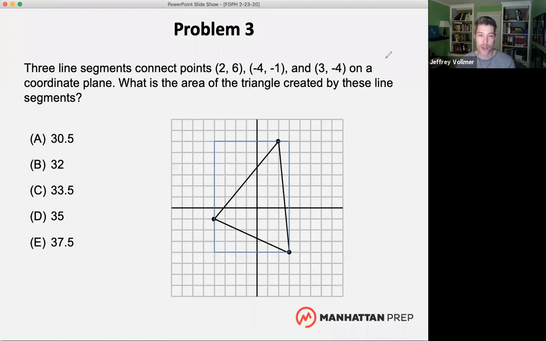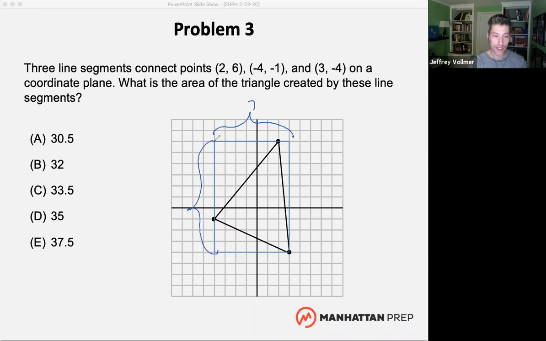Let's go ahead and draw a rectangle that completely covers the triangle. And then we'll get rid of the other triangles that we don't want. And the nice thing about those other triangles is that they're all right triangles, so it's pretty easy to calculate their area. Okay. So what is the area of this rectangle? Well, it spans 7 this way, and it spans, this is 6 above the x-axis, 4 below, so it spans 10. So the rectangle has an area of 70.